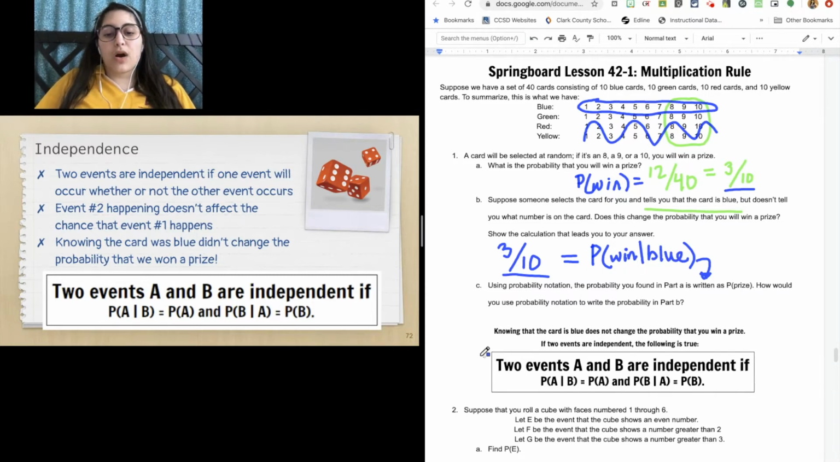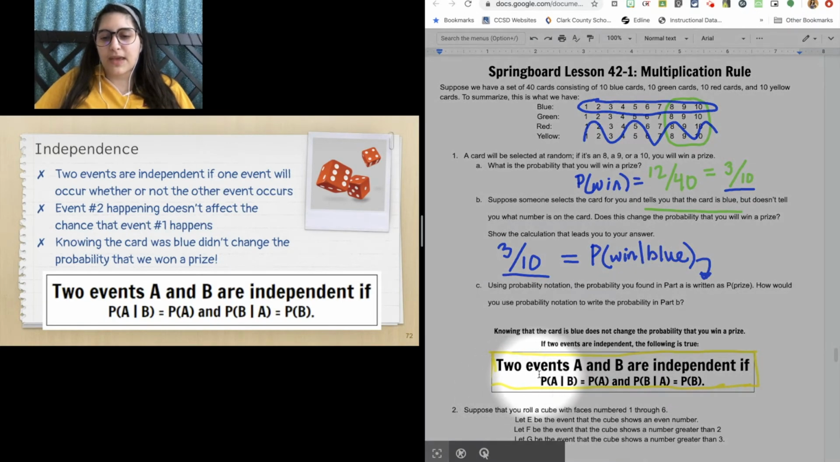And if you are actually talking about independence and looking at the definition of it, this is the geometric definition of independence right here. Two events, A and B, are independent if probability of A given B is equal to probability of A. Right? And I'm right down here, okay?